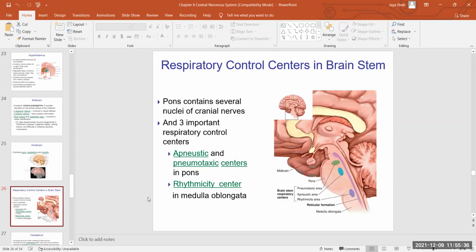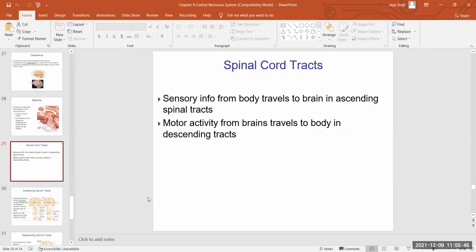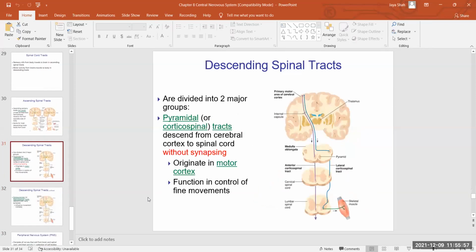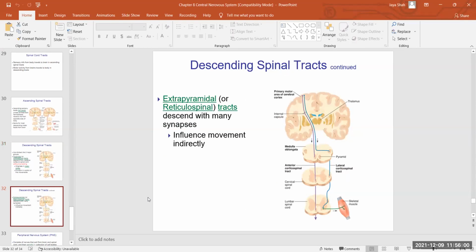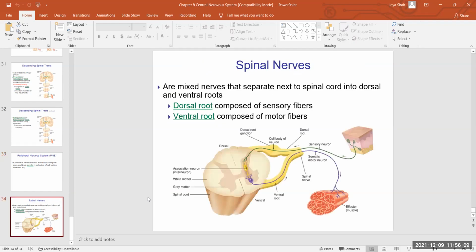Respiratory control centers in the brainstem, particularly in the medulla oblongata and pons. What are they? What do they do? Medullary rhythmicity centers in the medulla. Spinal cord, the ascending tracts and descending tracts, and where they cross in the spinal cord. Pyramidal and extrapyramidal tracts. What is a ganglion? What is a nucleus? What is a tract? And what is a nerve?